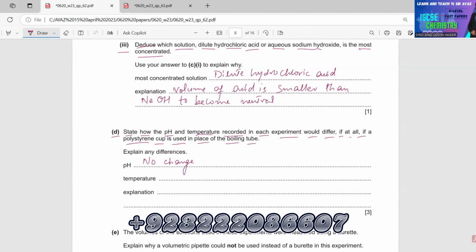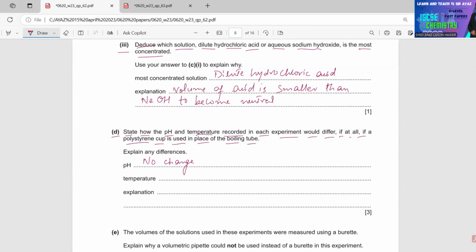Now, if you have a polystyrene cup, because polystyrene cup is a better insulator than glass, then there will be a higher or bigger difference. We'll write higher or greater difference. Explanation: polystyrene is a better insulator.